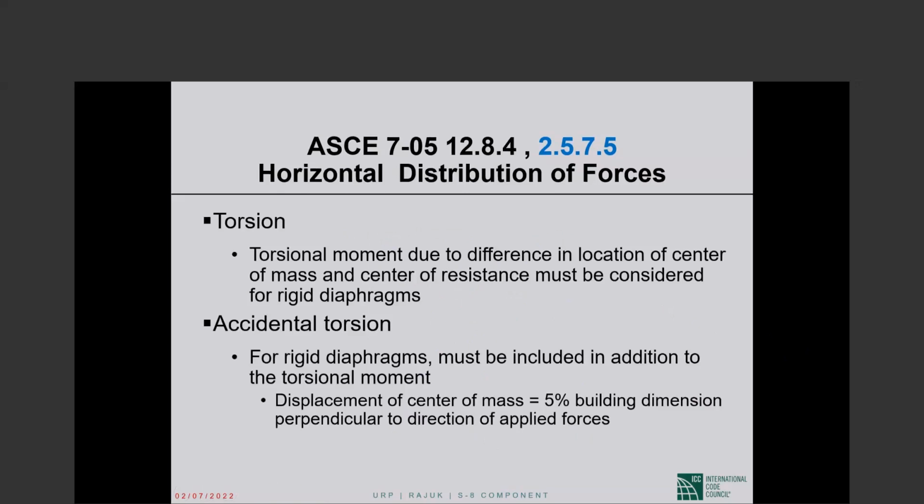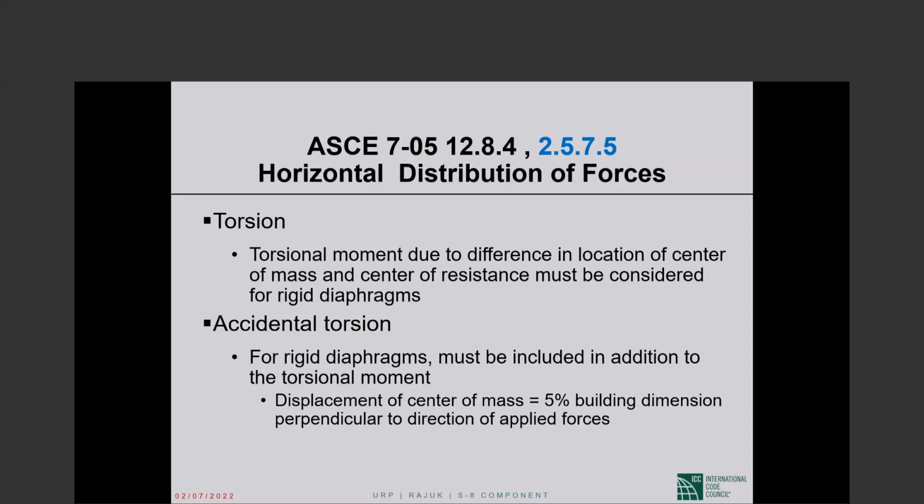So torsional moment due to difference in location of center of mass and center of rigidity must be considered for rigid diaphragms. Now, when the center of mass and the center of rigidity coincide, and there is no actual torsion, which is now called inherent torsion, we still consider an accidental torsion if our diaphragm is rigid.